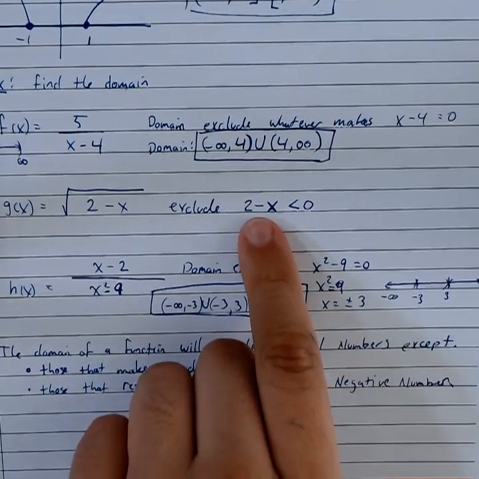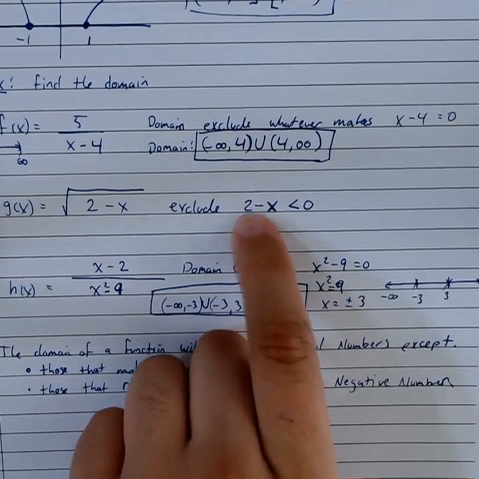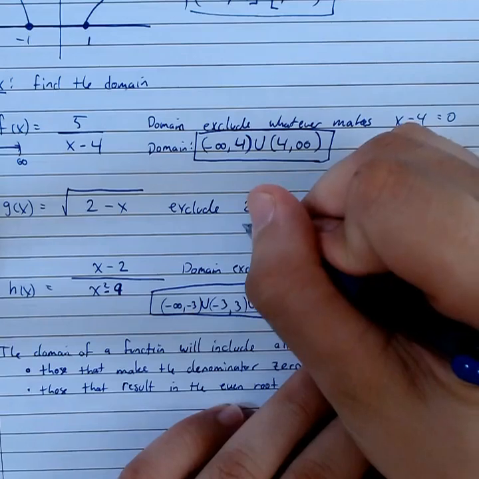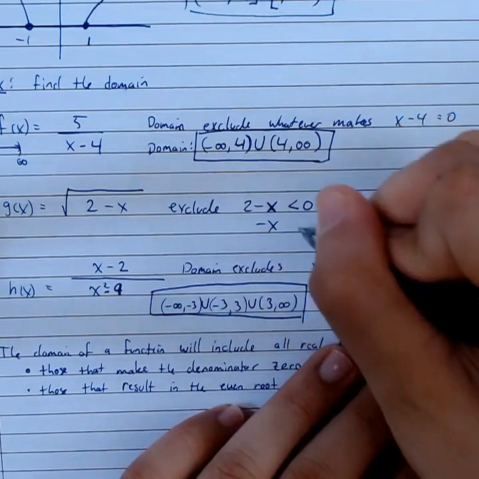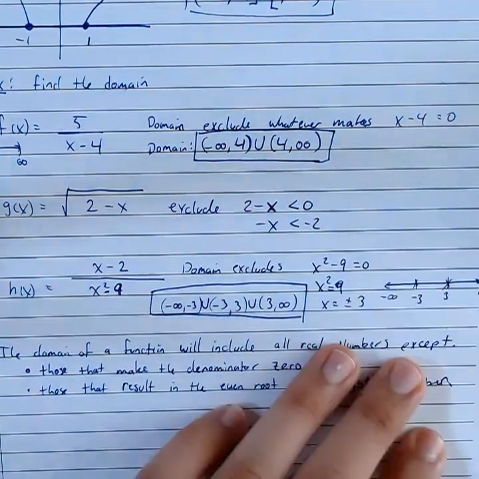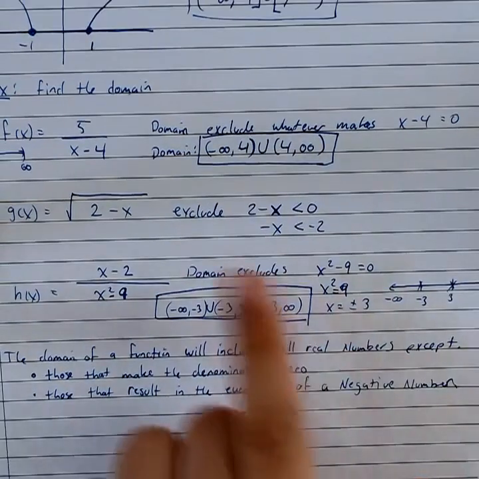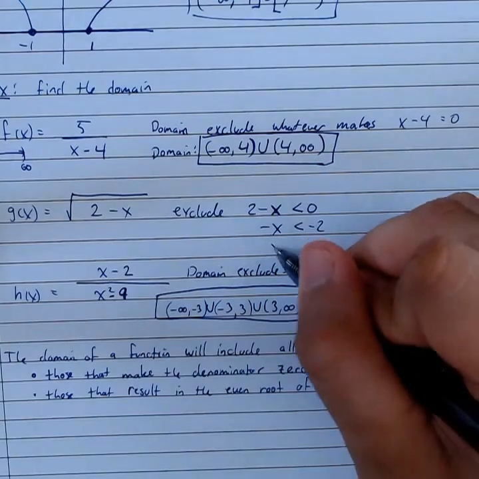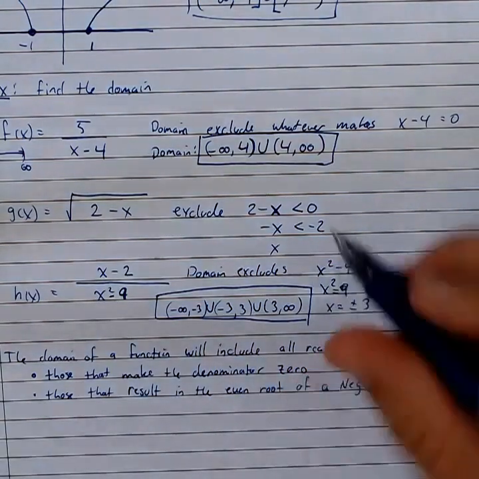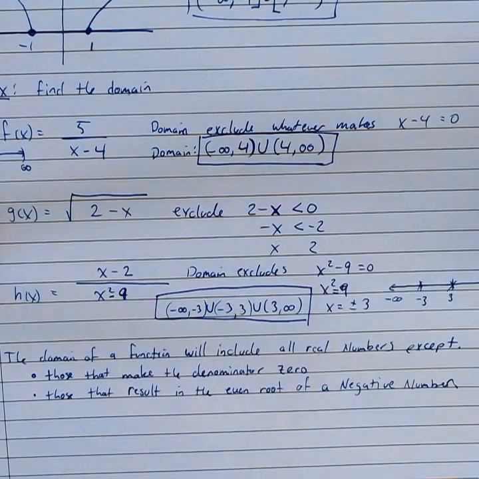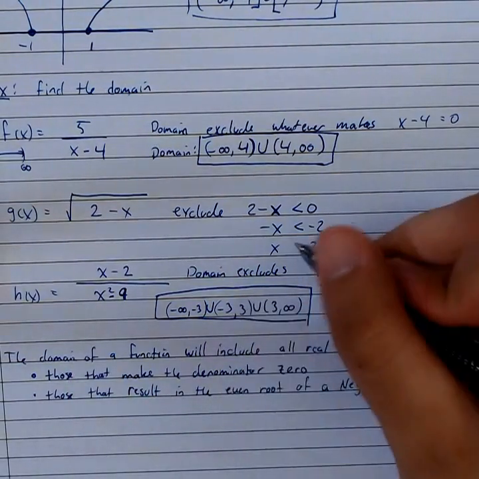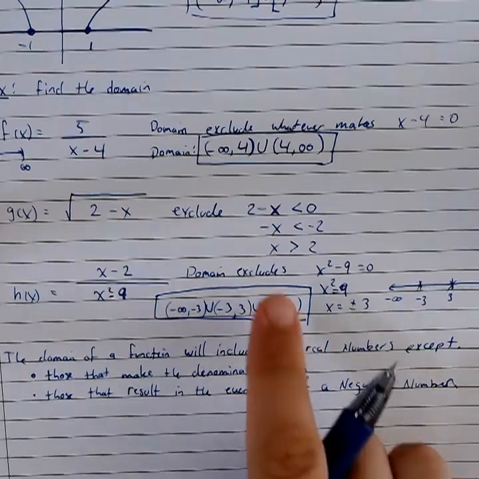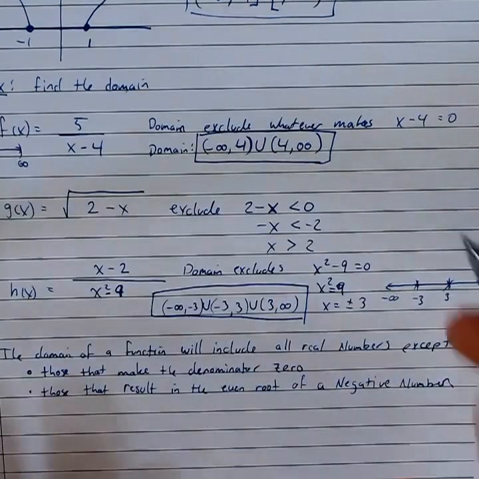Oh, okay, but we can solve that. That's an inequality. We can go ahead and subtract 2 over to the other side. So negative x is less than negative 2. And then I can multiply both sides by a negative 1. So negative x times negative 1 is positive x. Negative 2 times negative 1 is positive 2. But since I've divided by a negative, that's going to switch my sign. That's going to be greater than. So I want to exclude x is greater than 2.